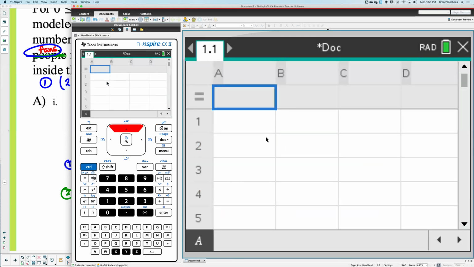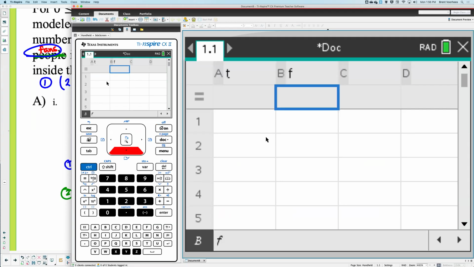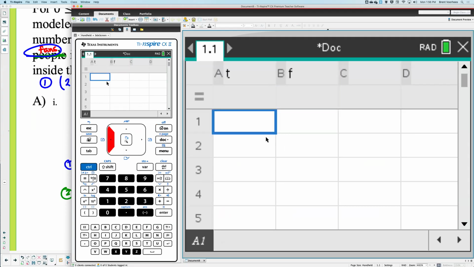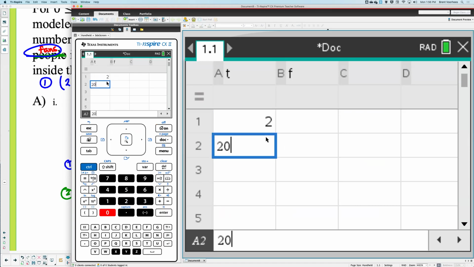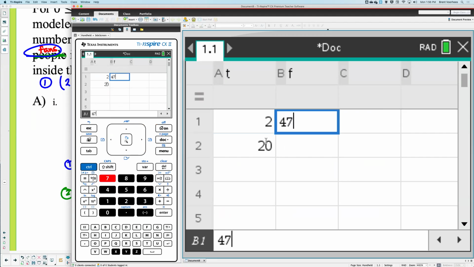Now, you need to title your columns. You could title them X and Y, but I'm going to title them, ours were time and minutes for the independent and F for fans. So I'm doing T and F. The two time values they gave us were 2 minutes and 20 minutes. Fans were 47 and 2,602, I believe.